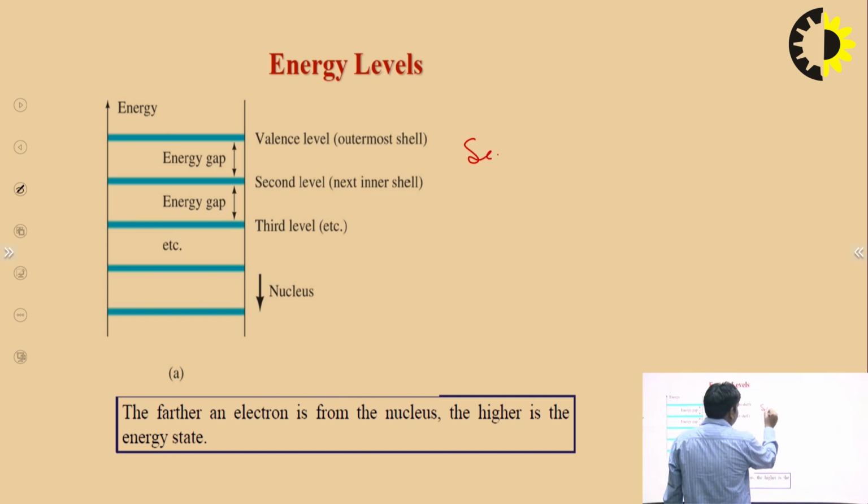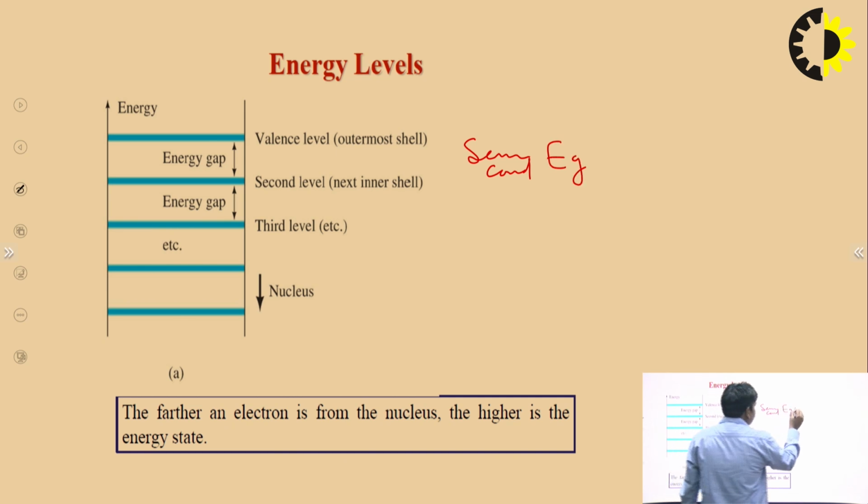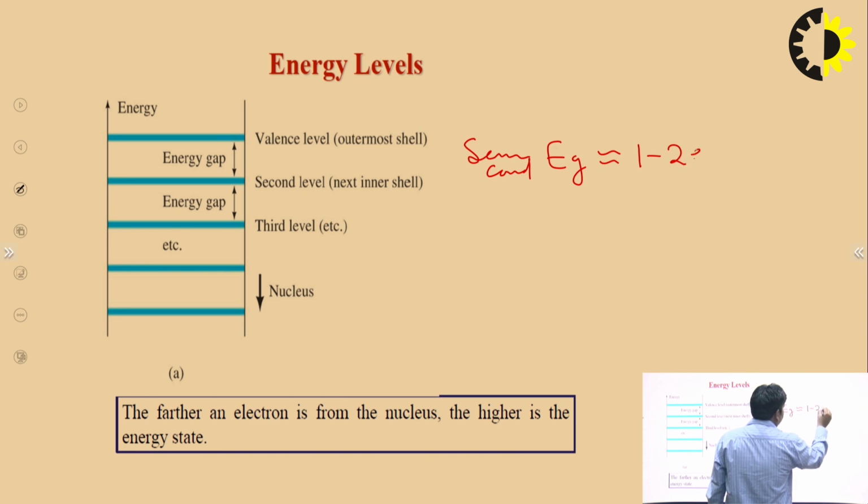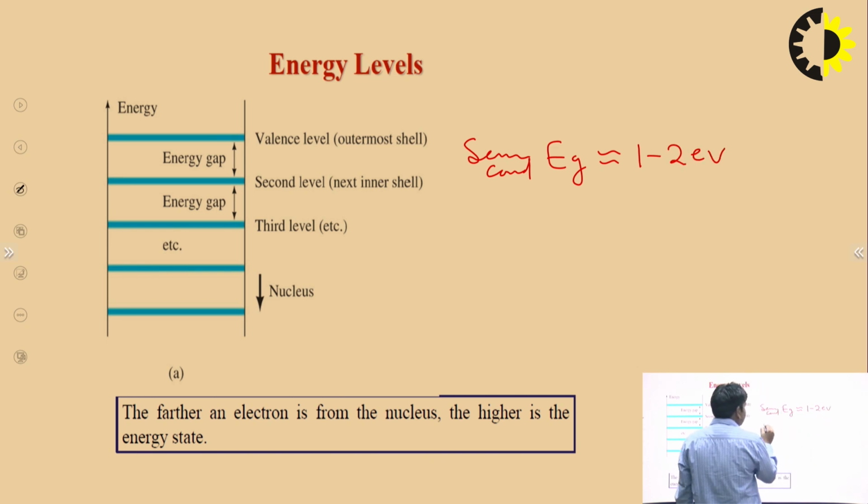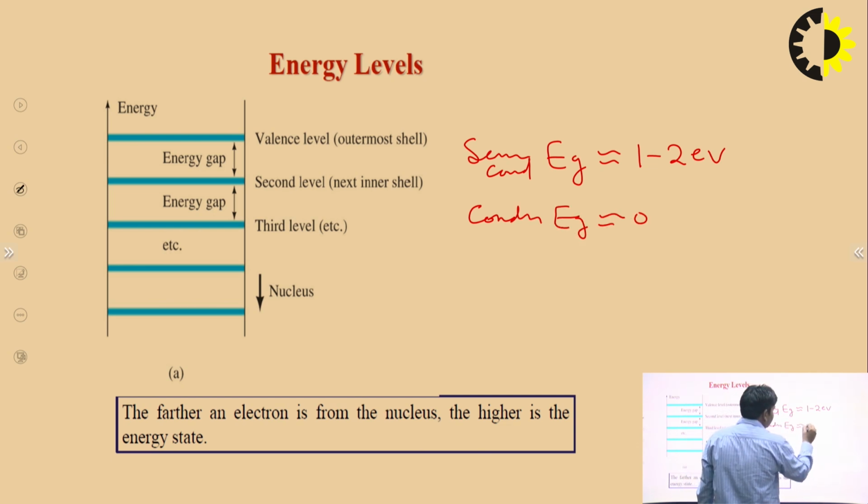In a semiconductor, the energy band gap between the valence band and conduction band lies in the 1 to 2 electron volt range. But in a conductor, the energy band gap is confined to something like 0.01 electron volt.